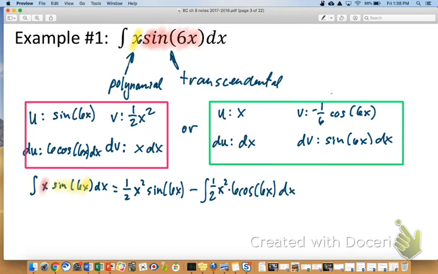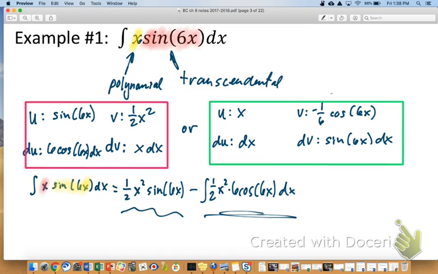So the issue with this is the wrong way. The issue is not over here. This is no big deal because it is what it is. But over here, don't we have to find the antiderivative of that? You're going to do the same thing. Wouldn't that lead you to another integration by parts? Because isn't it another polynomial times transcendental?